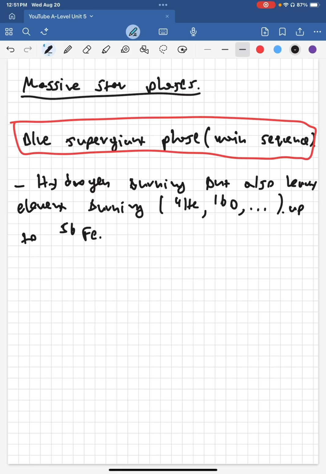iron-56. Okay, why iron-56? Because it's the most stable element in the universe with the highest binding energy per nucleon. We discussed that in the nuclear physics lessons. Okay, so the blue supergiant phase, which is the main sequence of massive stars, is slightly different but very similar to the main sequence of a low mass star, in that you burn hydrogen, but also you burn other things in massive stars.